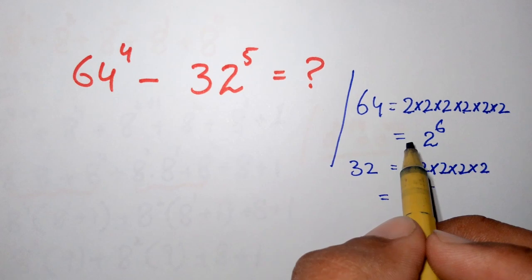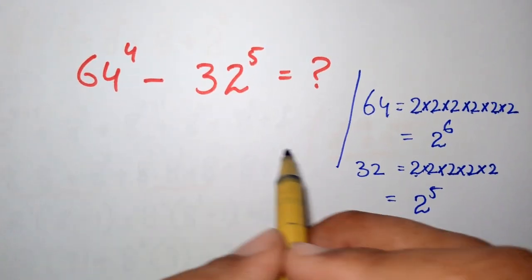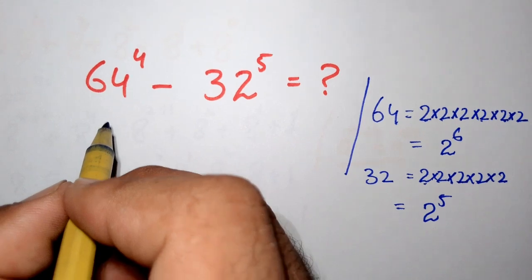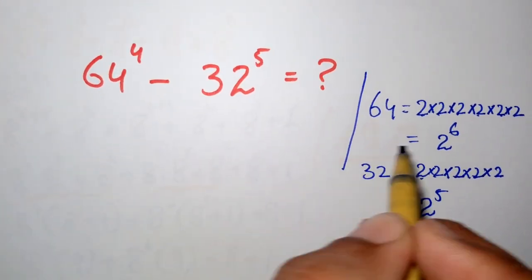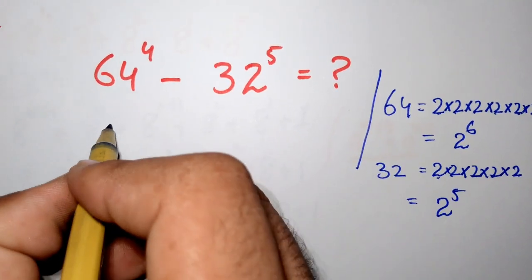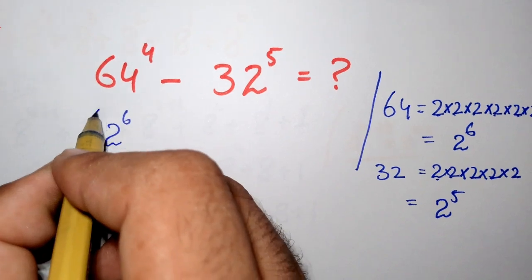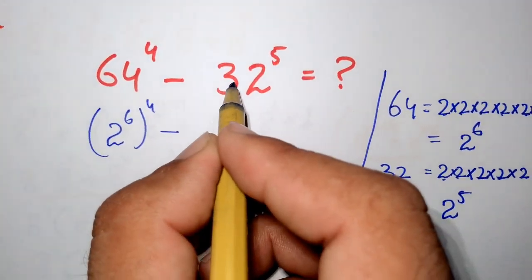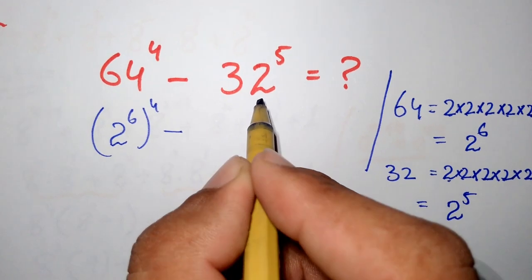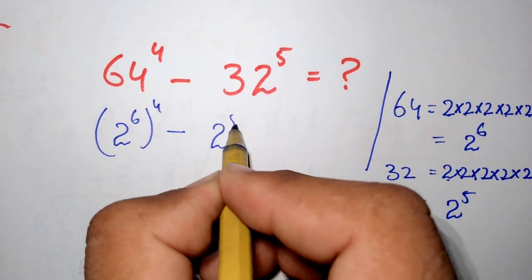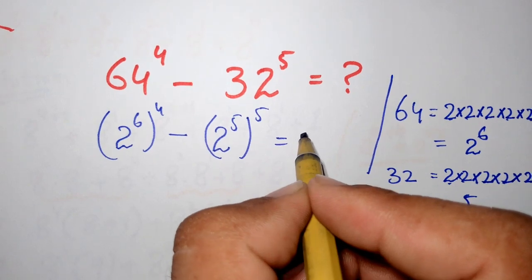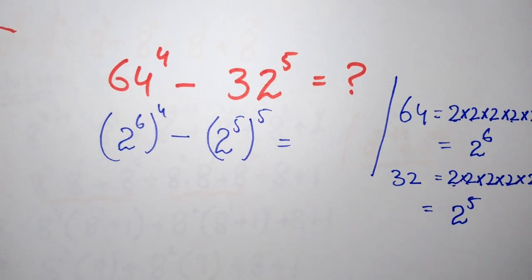Now we have to write 2 to the power of 6 in place of 64, and 2 to the power of 5 in place of 32. So this will become 2 to the power of 6 to the whole power of 4 minus 2 to the power of 5 in place of 32, whole to the power of 5. We have to simplify this.